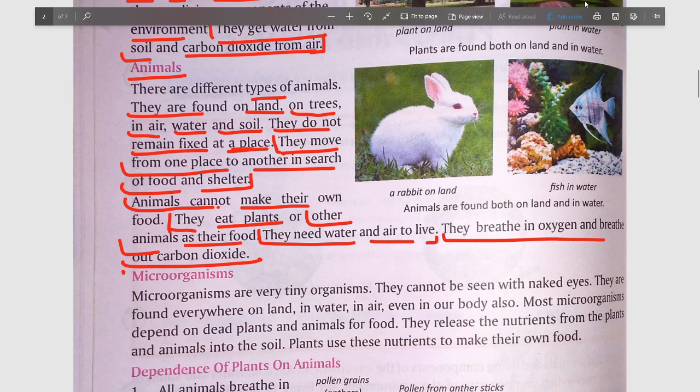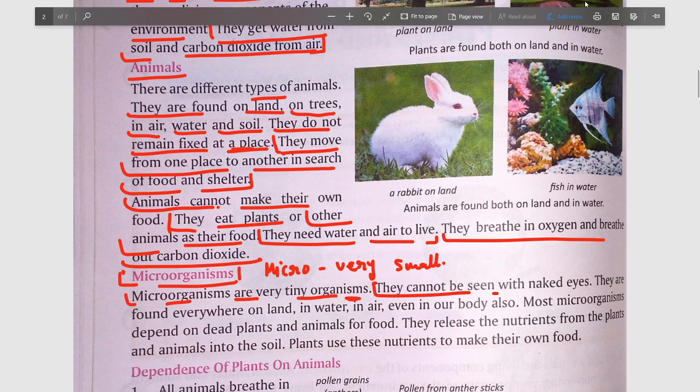I have talked about the plants, I have talked about the animals. Now I have told you the third component of our environment, which is microorganisms. So let us talk about microorganisms. Micro means very, very, very small. So an organism which is very, very small is called a microorganism. So microorganisms are very tiny organisms.